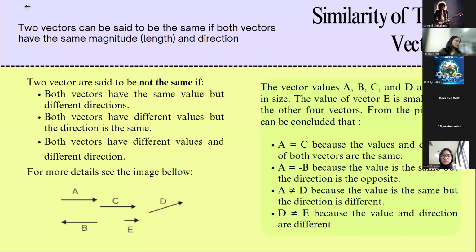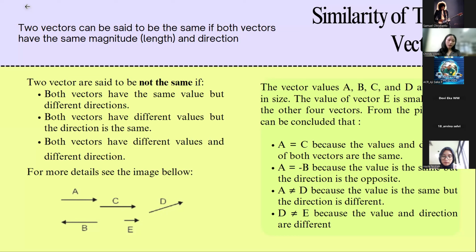So next is similarity of two vectors. Vectors can be said to be the same if both vectors have the same magnitude or length and direction. Also, two vectors are said to be not the same if both vectors have the same value but different direction, both vectors have different value but the same direction, or both vectors have different value and different direction. For more details, we can see the image.